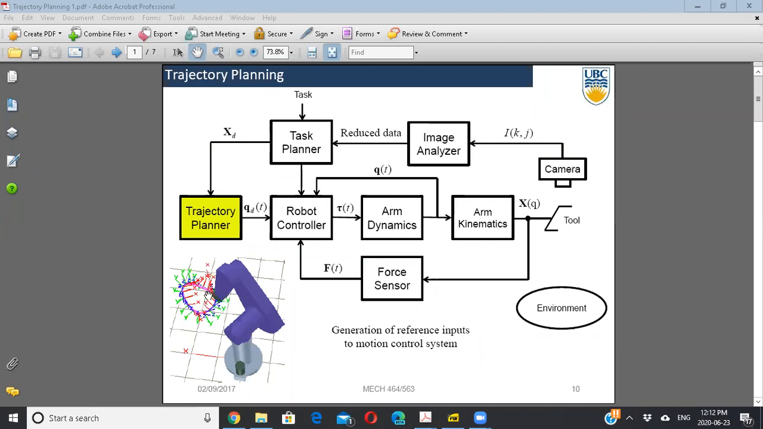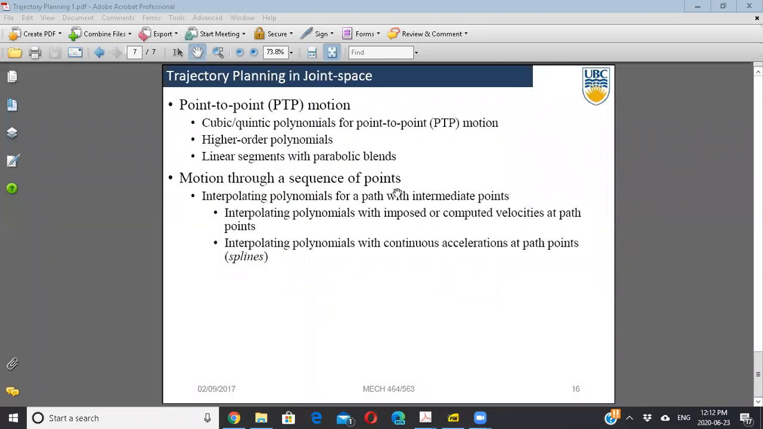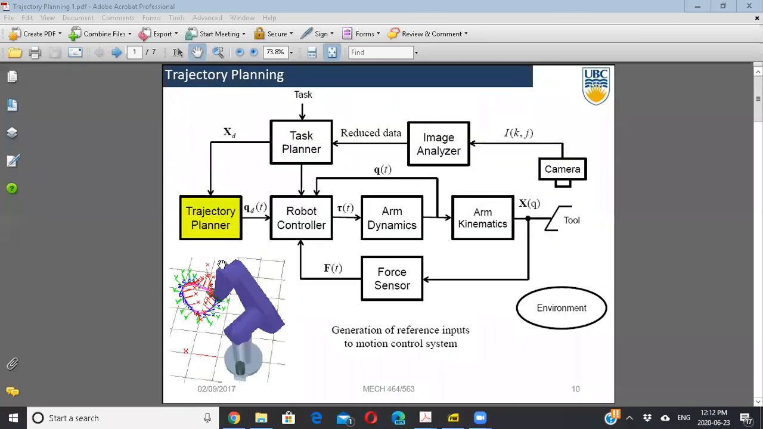Let's say you're welding, so you cannot let the robot go off this position. You do not want the robot to go off this position. So there are two types of motion: point-to-point motion, and motion through a sequence of points. We'll see that later. But right now, I gave you the definition of the trajectory.